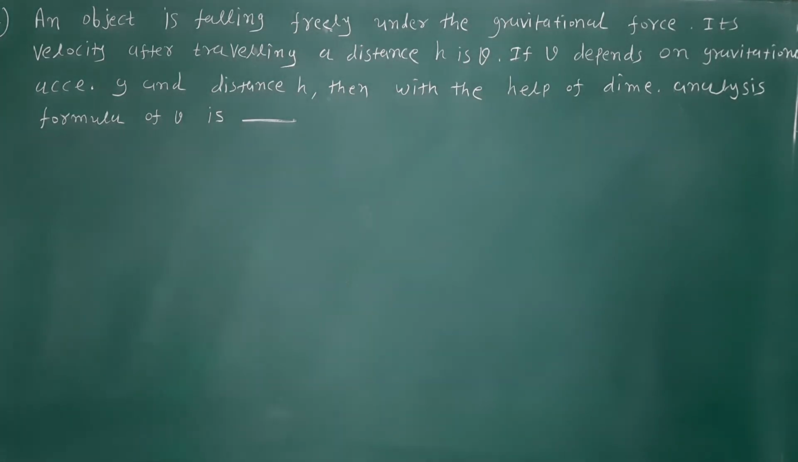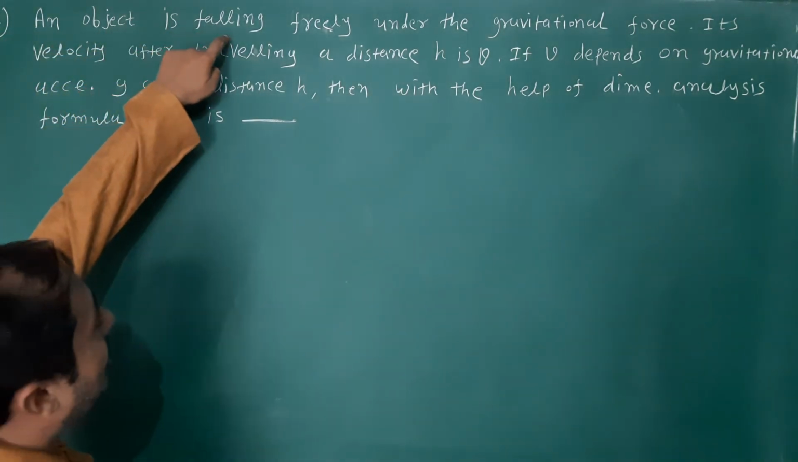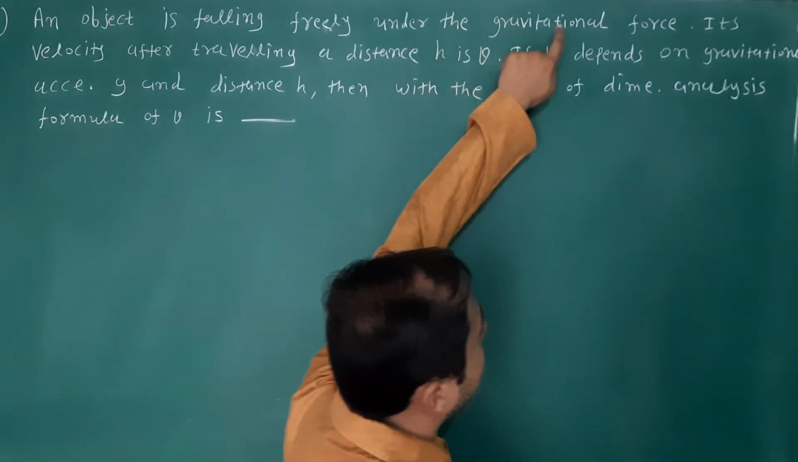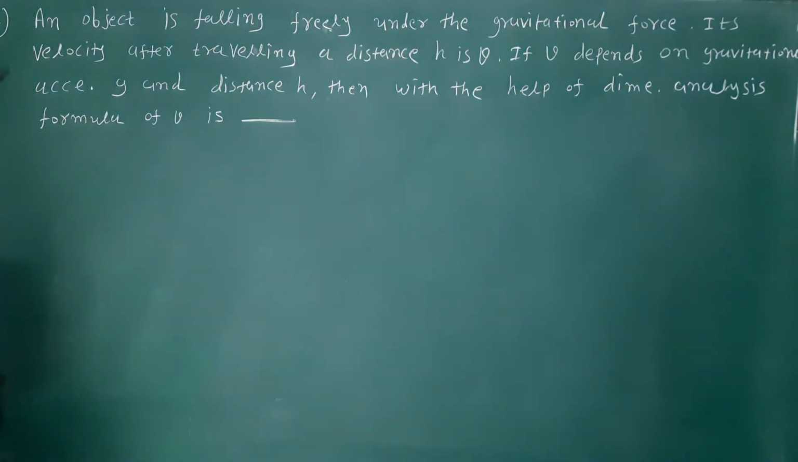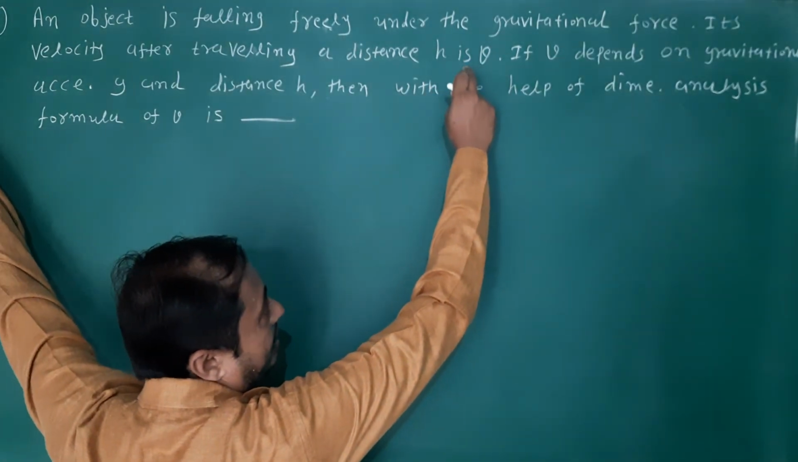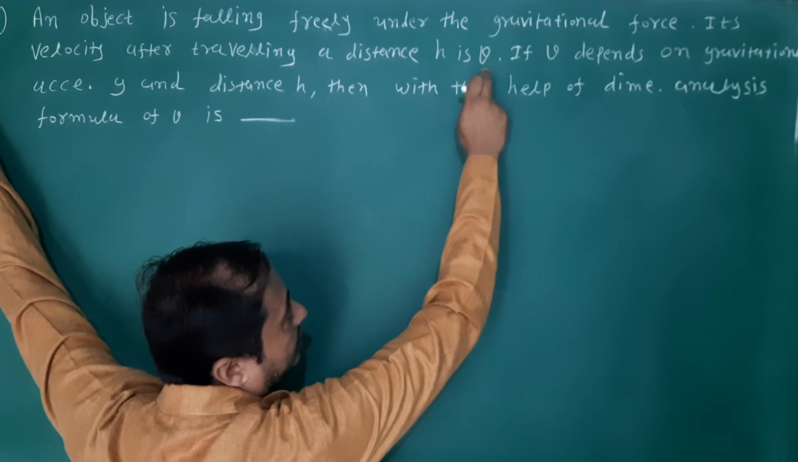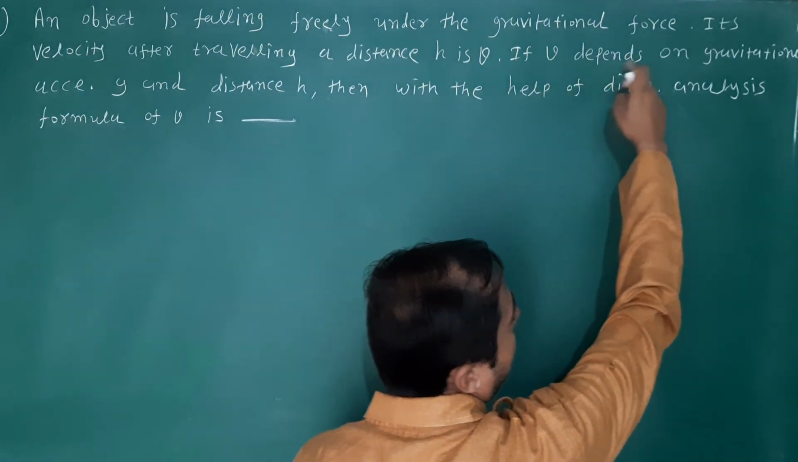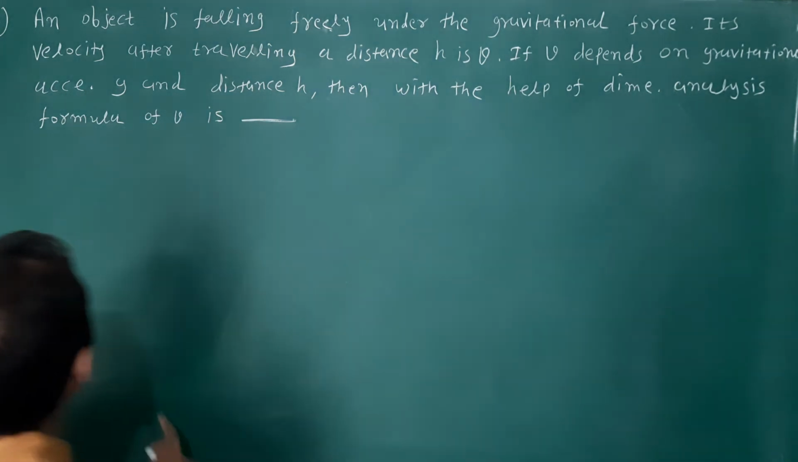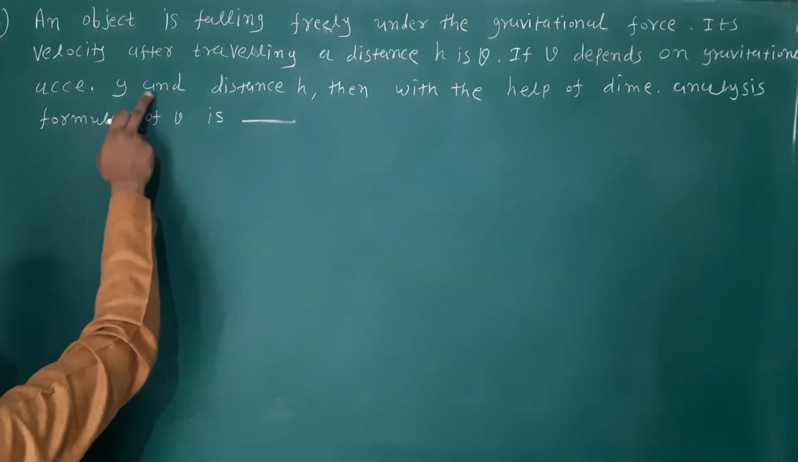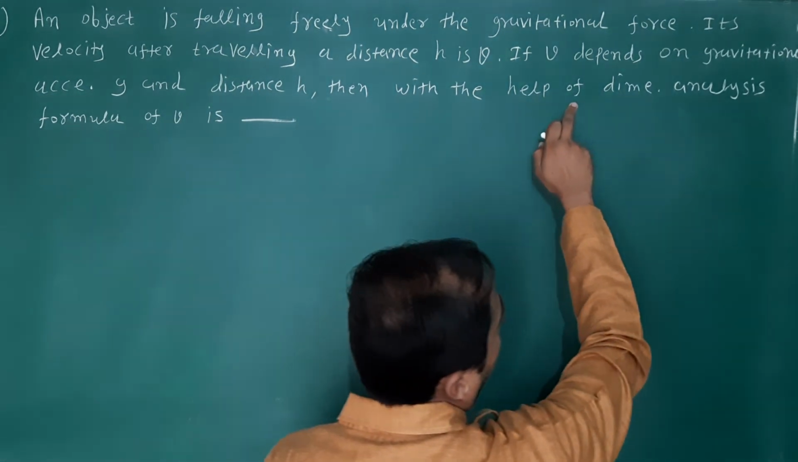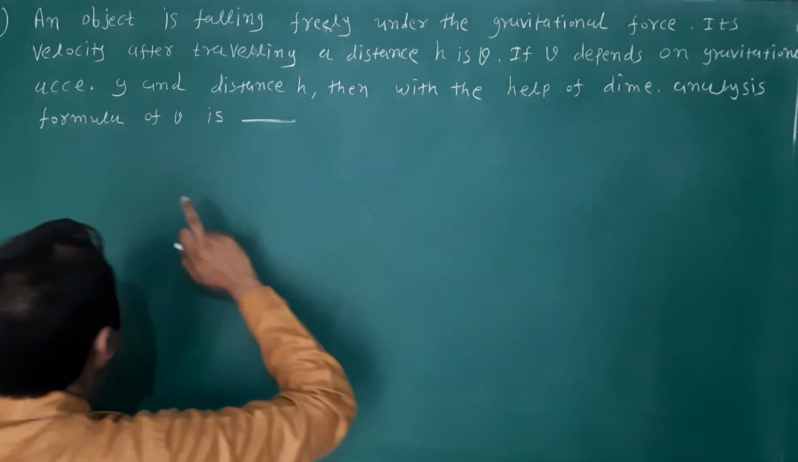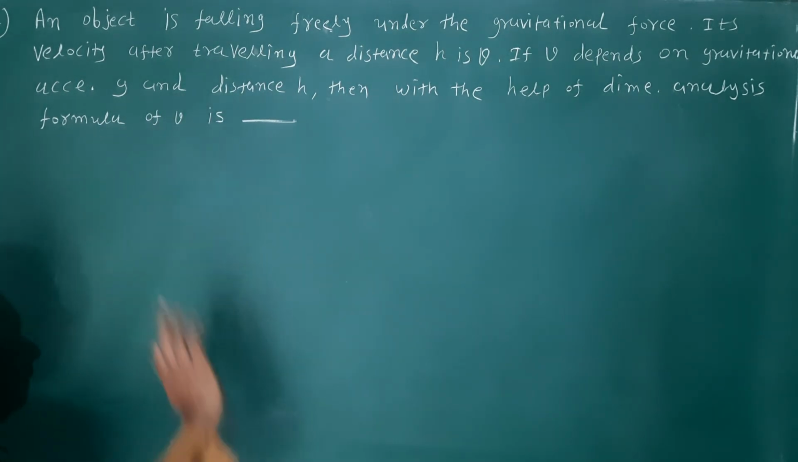Friends, our next question. An object is falling freely under the gravitational force. Its velocity after traveling a distance h is v. Means velocity is v. If v depends on gravitational acceleration g and distance h, then with the help of dimensional analysis, the formula of velocity is blank.